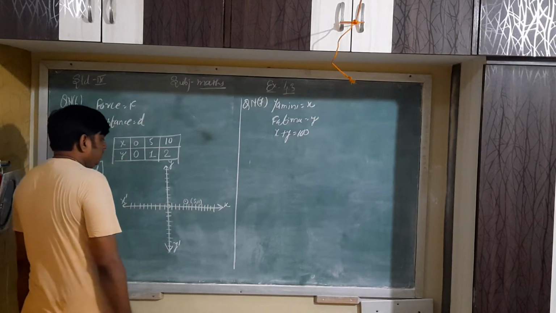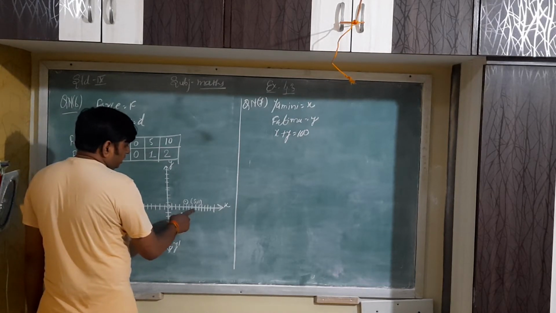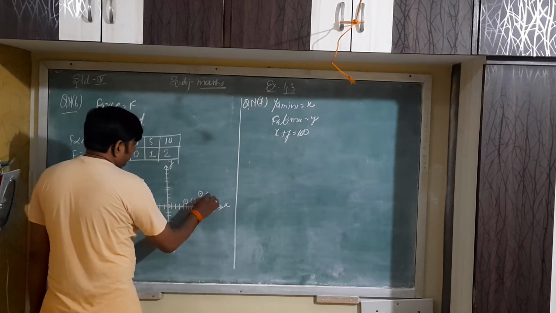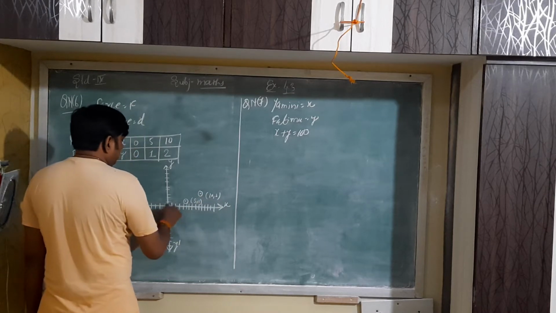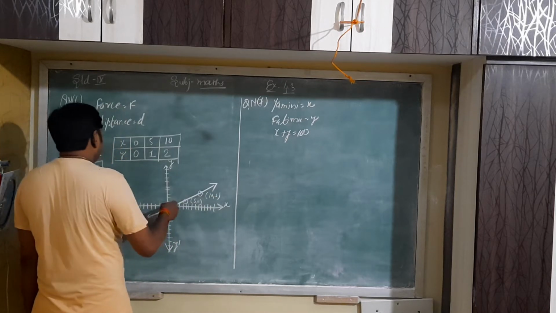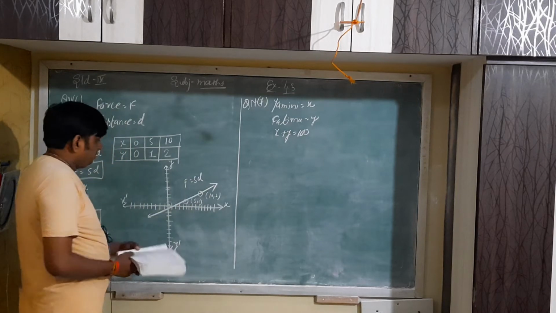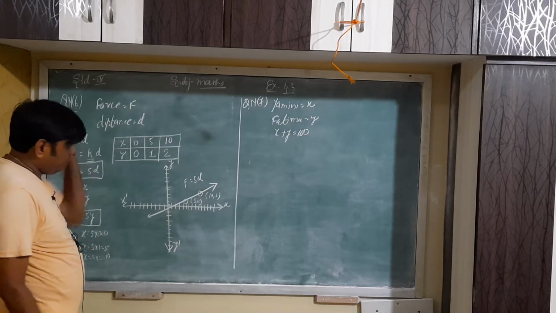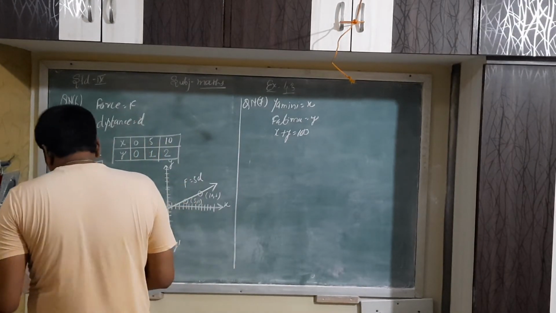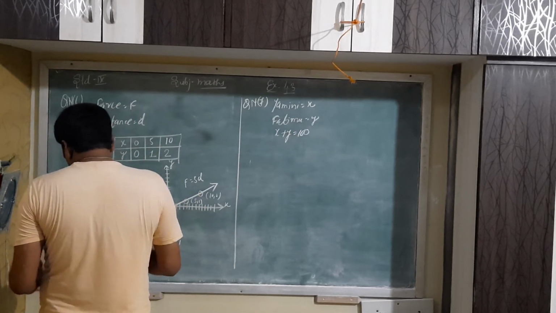Second, x equal to 10 and y equal to 2. Suppose this point is 10 comma 2, and draw a linear line. This line is your F equal to 5d, the line of F equal to 5d. It is your answer. This is the question that was given.